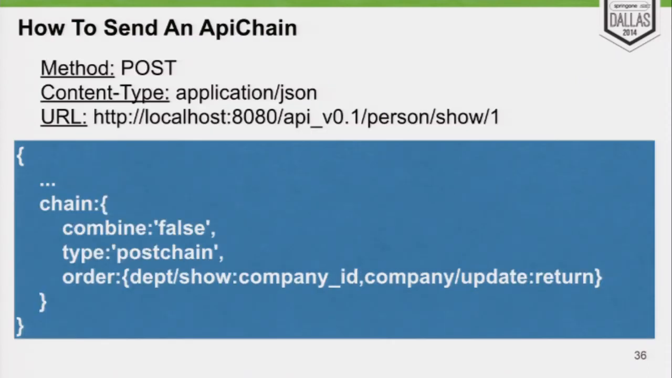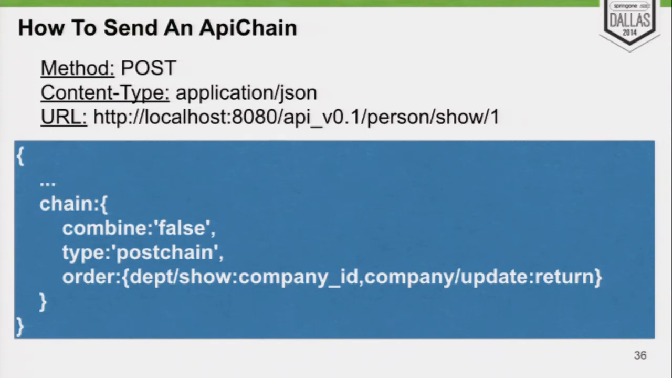So how do you send an API chain? First, you have to define the method. You have to define the content type and the initial URL that you are calling, because everything else chains off of this initial URL. Then, down in the chain, you define the type of chain and the order of the chain that they're going to come off of.